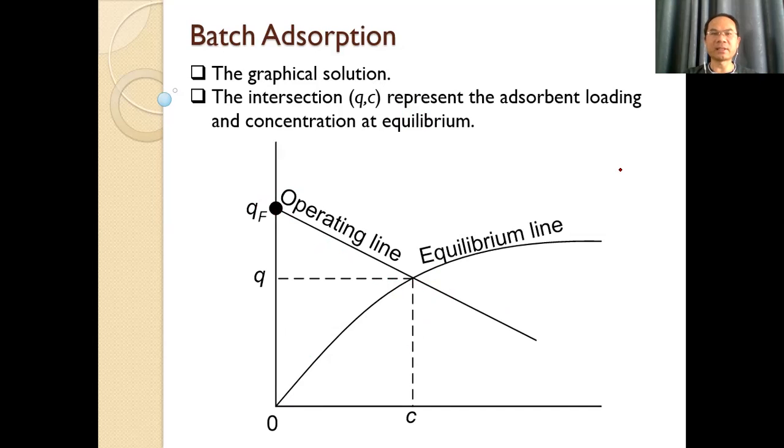As this is a one-step process, the intercept between these two lines is the Q and C, the final concentration of solute after adsorption. C is the solute remaining unadsorbed in solution. Q is the concentration of solute that is adsorbed on the surface of the adsorbent. For this case, you can plot the operating line and equilibrium line, and the intercept between these two lines gives you the result, the final concentration after adsorption.